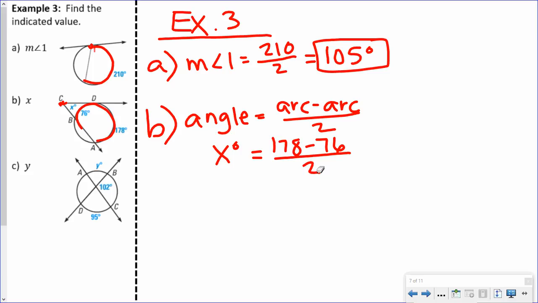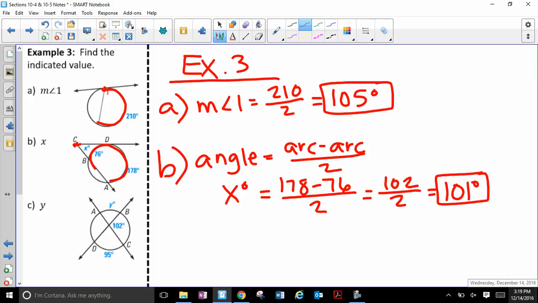So then, what is that? That's 102 divided by 2. So 101 degrees. Nope, 51 degrees. I don't know what I was thinking.